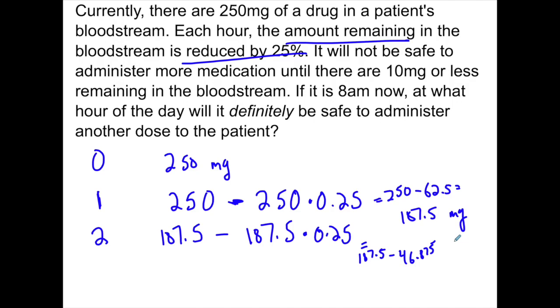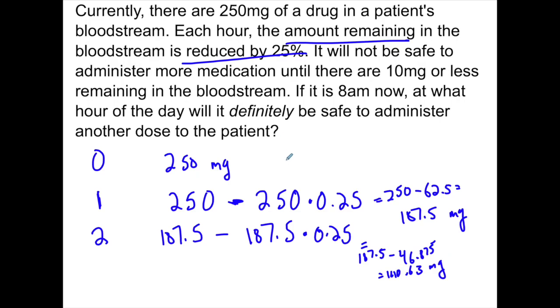And when we do that out, what we get is 140.63. And this is already really not good. I already really don't like this, and I know by the time I get to 3, I'm not going to want to deal with these decimals. So already I want to find another way.